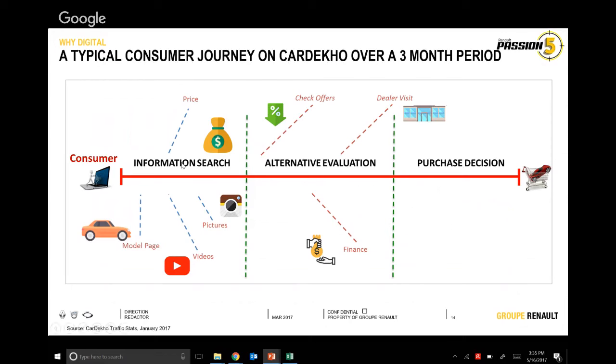In this figure, you see 3 main segments divided by these green lines. The first segment is more about information, where he's asking about the price, checking out the model page, and checking out the pictures and the videos of the car. He's getting the feel of the car, knowing more about the car. If you move on to the second stage, he's getting more specific about the car. He's checking out offers and the finance options related to it. He's even dropping his interest for a dealer visit. And finally comes a phase where he's more interested in purchasing the car, and he eventually gets the car.